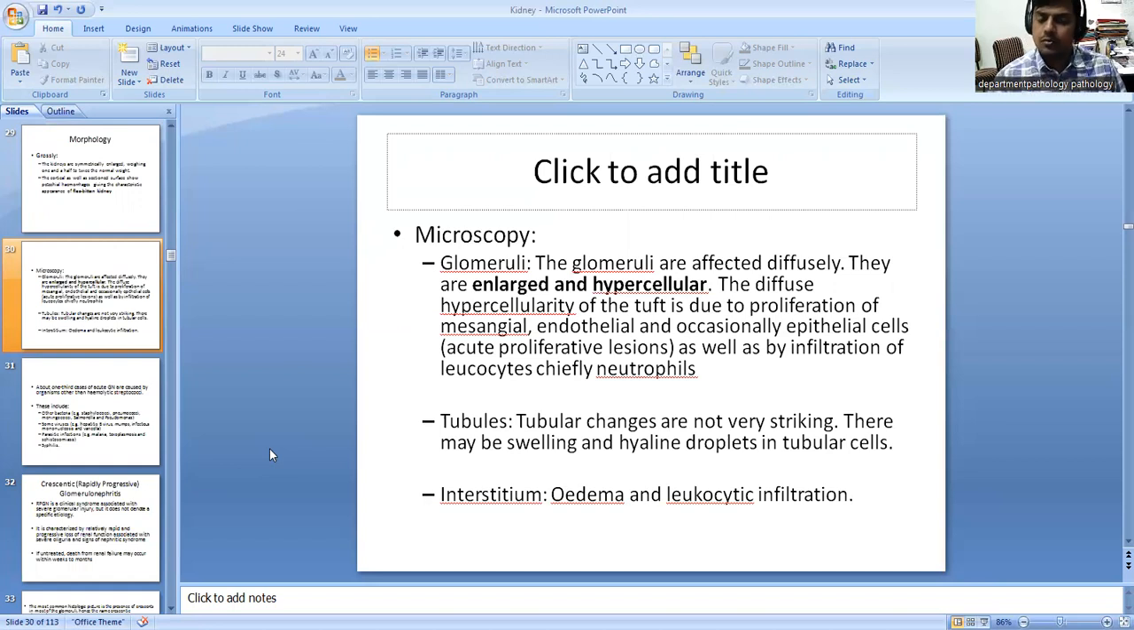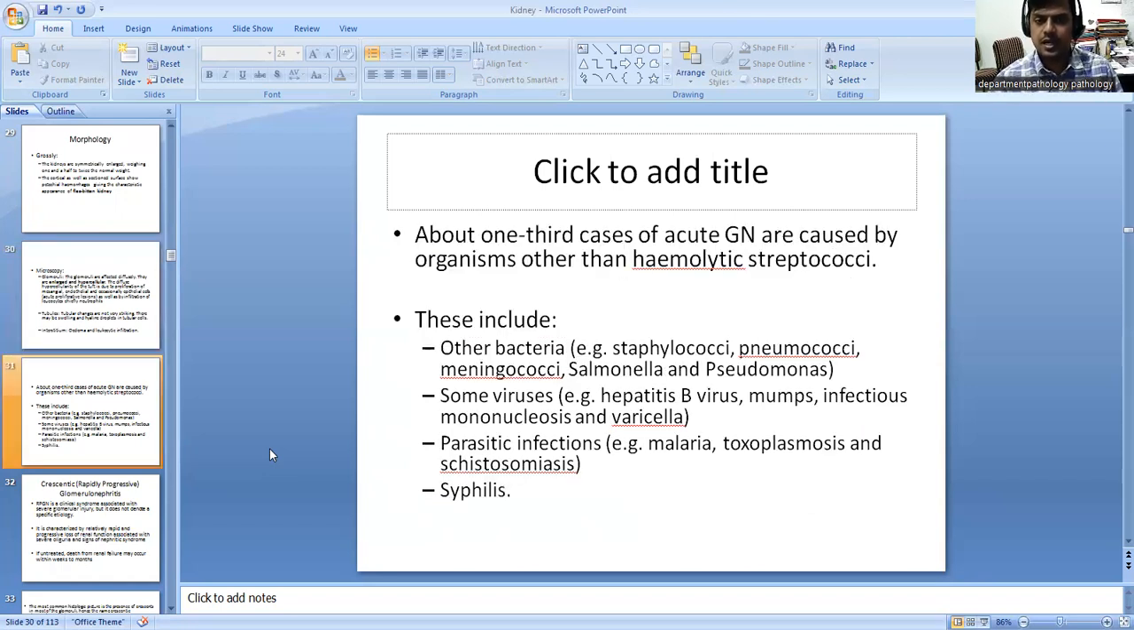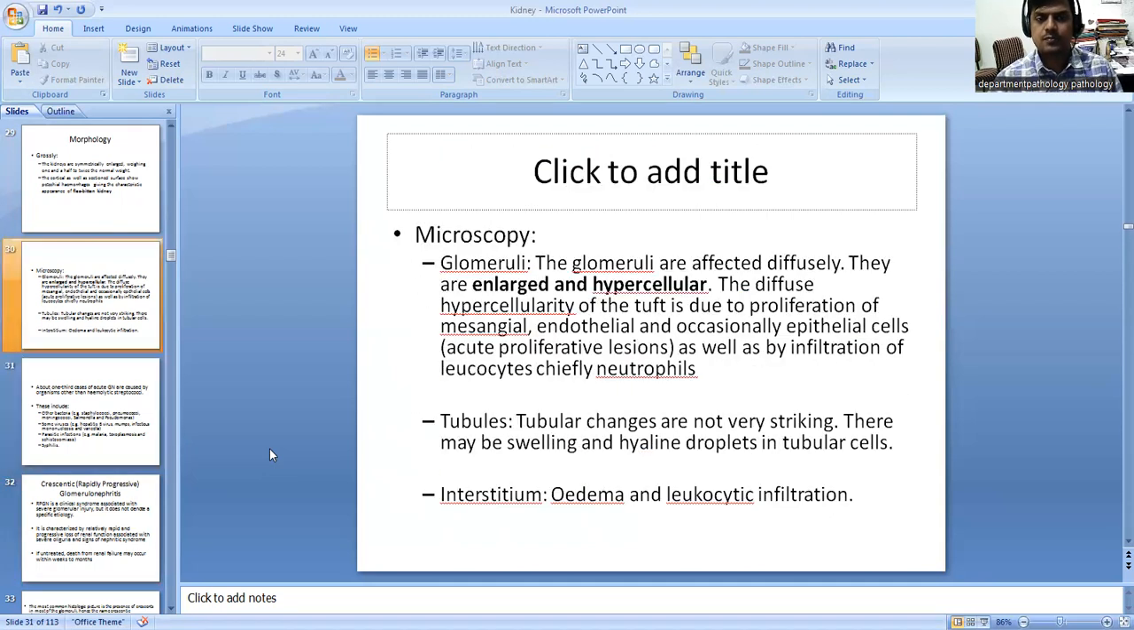Microscopy. We describe microscopy under 4 headings: glomeruli, tubules, interstitium, and blood vessels. The glomeruli are affected diffusely. They are enlarged and hypercellular. The diffuse hypercellularity of the tuft is due to proliferation of mesangial, endothelial and occasionally epithelial cells, acute proliferative lesions, as well as by infiltration of leukocytes, chiefly neutrophils.